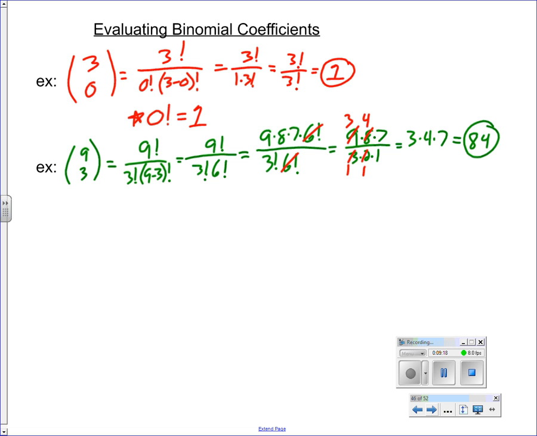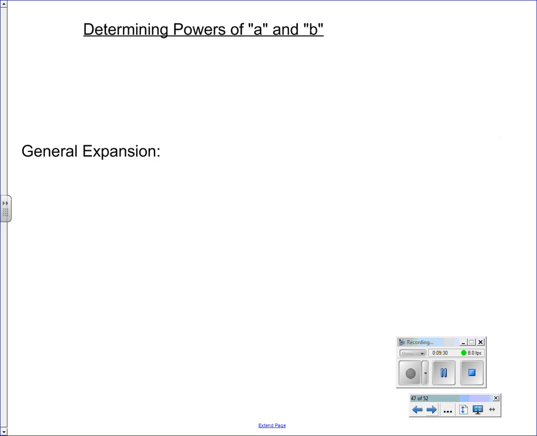Alright, so this would be the fourth coefficient in a ninth degree binomial expansion. So that's just some practice using that formula. And the second part of the expansion is figuring out the powers for a and b, what exponents go in there.